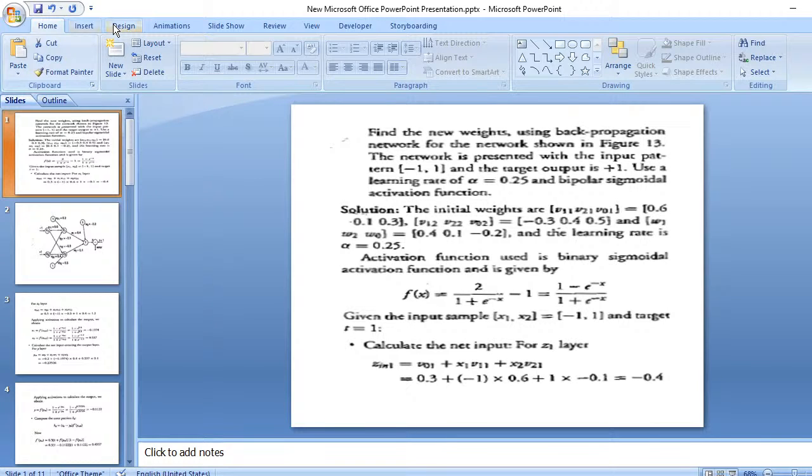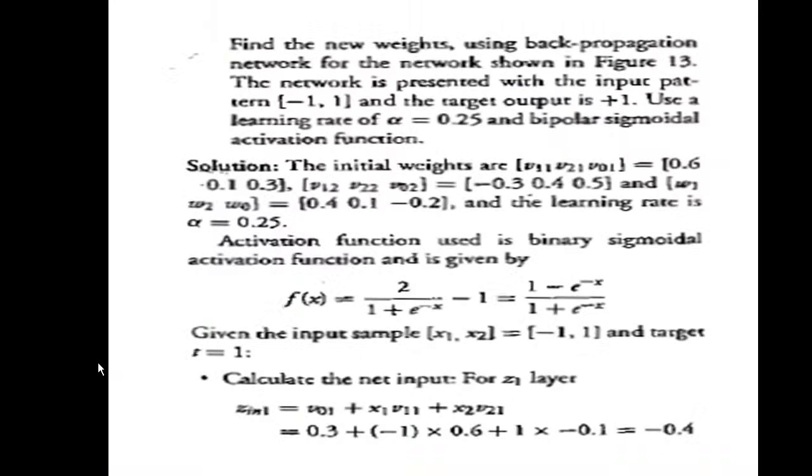So the second problem of the backpropagation neural network. The problem is like this: find the new weights using backpropagation network for the network shown in the figure. There is one diagram given, right? The network is presented with the input pattern -1 1 and the target is +1.